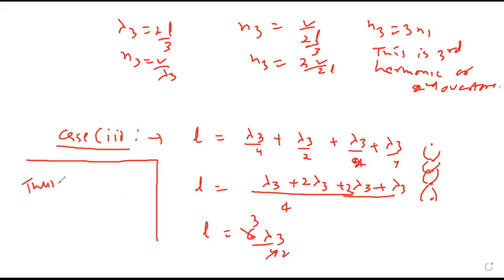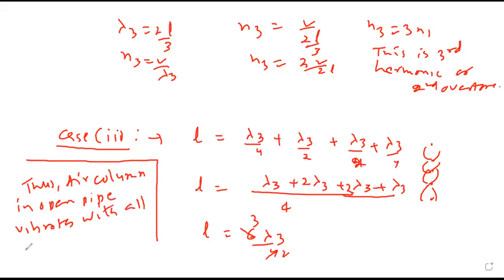Thus, air column in open pipe vibrates with all harmonics. That is n, 2n, 3n, and so on.